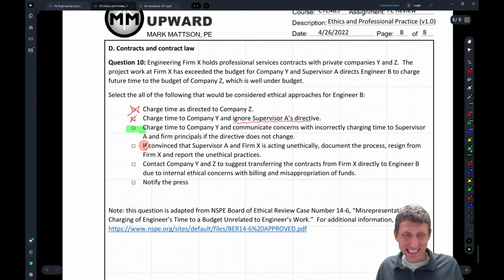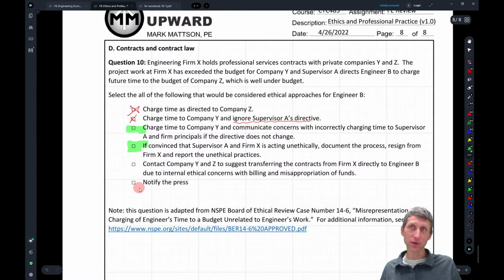And then this is the hardest one. If you're convinced that supervisor A doesn't care and you're convinced that firm X doesn't care, ultimately you have an ethical obligation to do something. I mean, this is ethical: to document the process, resign from the firm, and report it if you need to, right? So this is where that can be ethical.